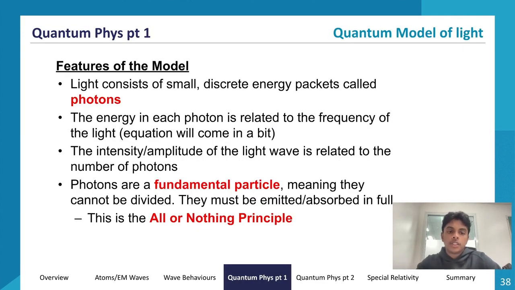So now let's look at the features of the model. Light consists of small discrete energy packets called photons. So this is now us entering into the quantum model of light.